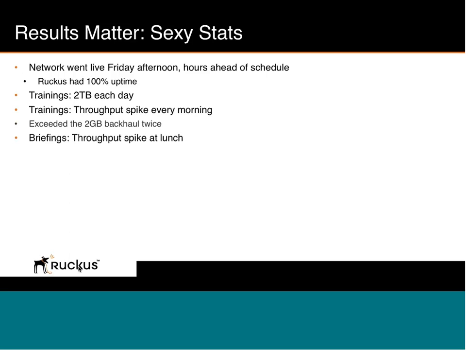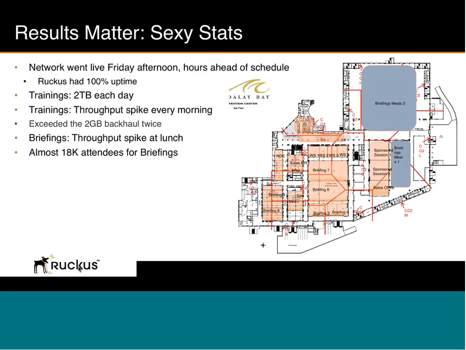During the briefings, we had a throughput spike at lunchtime, and even though we had almost 18,000 attendees, the throughput requirements were much less. So this is just a graphic of the second floor, which is probably about 50% of the geography that we covered. We're also on the 3rd floor and the 1st floor, but those are smaller areas.